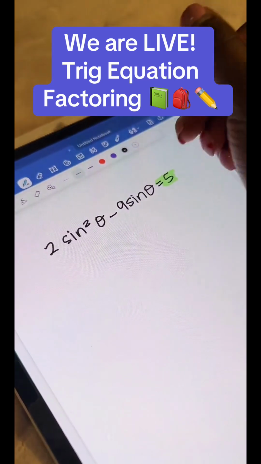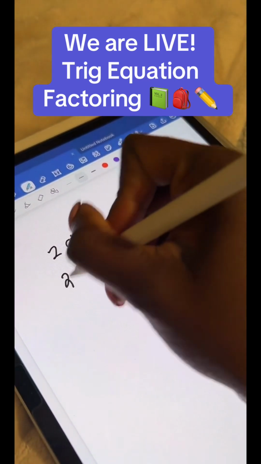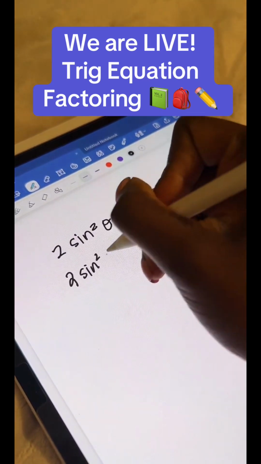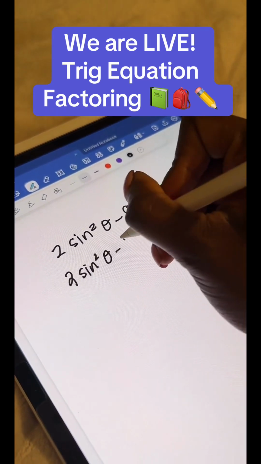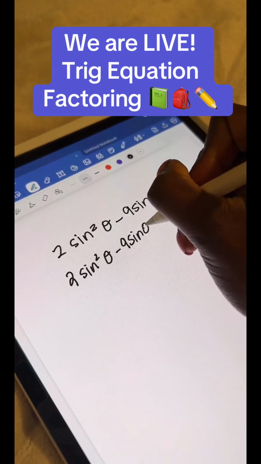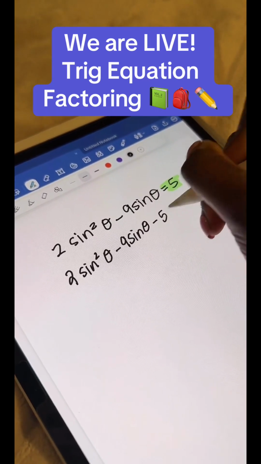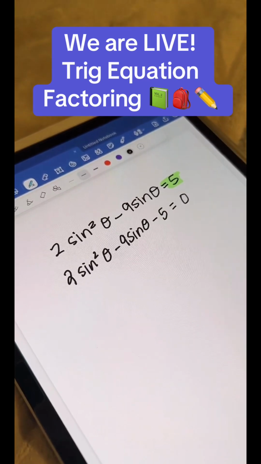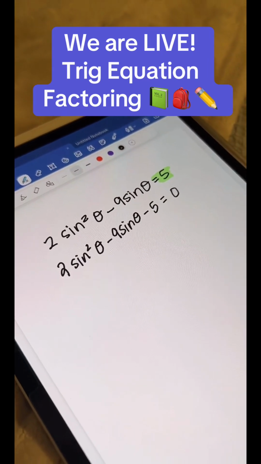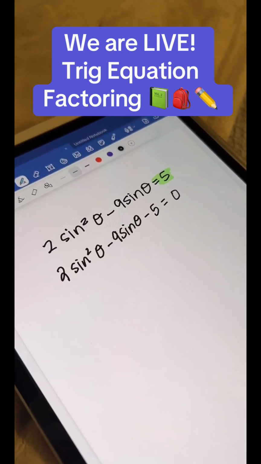So 5 needs to move over to the left side. Truthfully, if I move 5 over, I would have 2 sine squared of theta minus 9 sine of theta, and then I would have minus 5 is equal to 0. Now, from there, again, it's just like a quadratic equation.